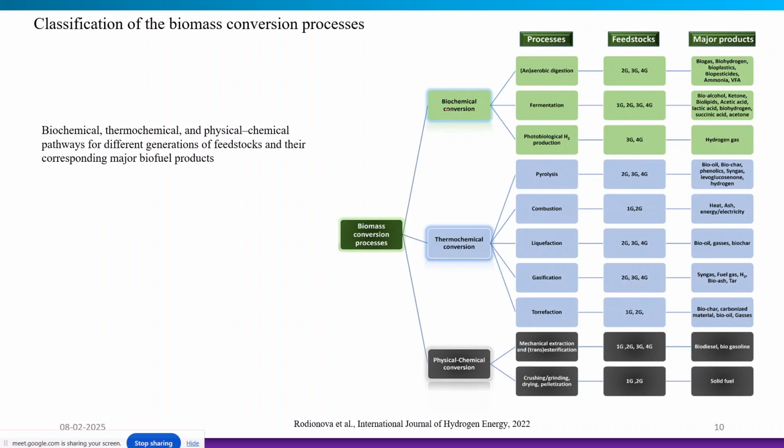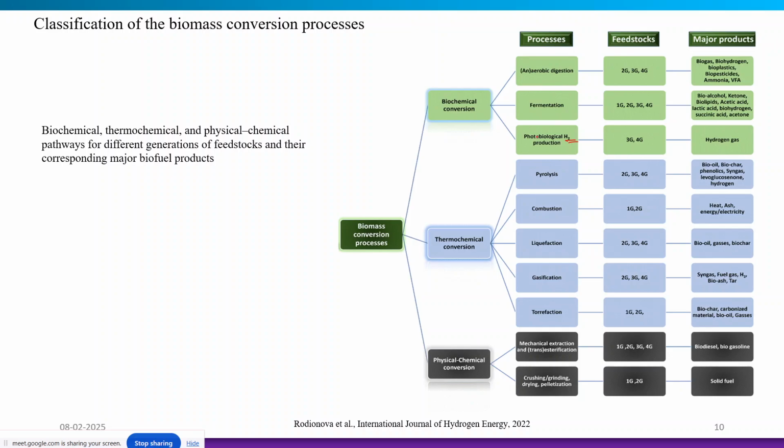So biomass processes: the biochemical conversion includes anaerobic digestion, fermentation, and photobiological hydrogen production. A lot of hydrogen is produced by these biochemical processes. When we consider the anaerobic or aerobic digestion method, we get second, third, and fourth generation biofuels. Major products are biogas, biohydrogen, bioplastic, biopesticides, ammonia, and VFA. Those kinds of major bioproducts we get from this anaerobic digestion process.